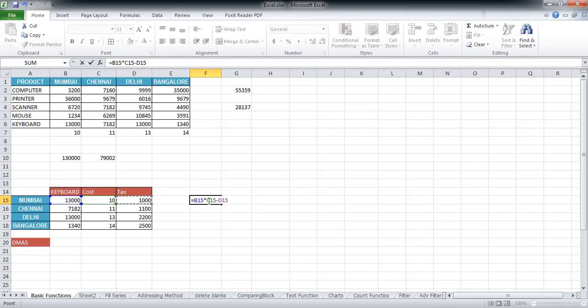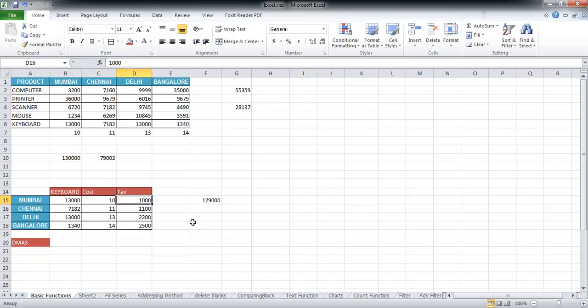What do you think would be the order of calculations? Would D15 be subtracted from C15 first and then multiplied by B15? Or is B15 going to be multiplied by C15 first, and then D15 is going to be subtracted from that value? Well, let's just check it out. In this case, first these two values have been multiplied to each other and then the tax has been subtracted out of it.